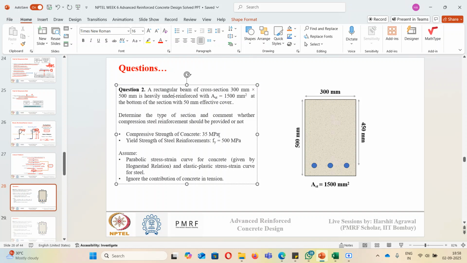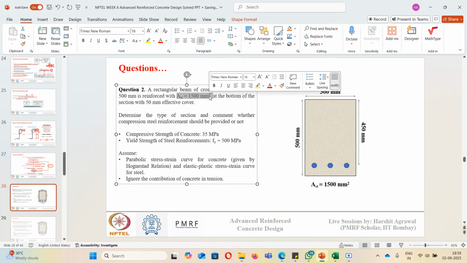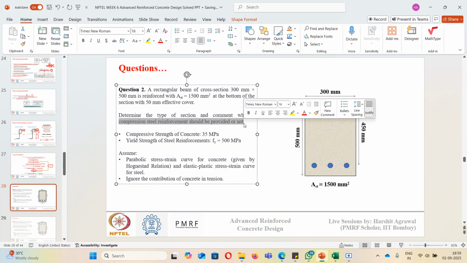It is reinforced. I should not write heavily under reinforced here. It is reinforced with an Ast of 500 mm square at the bottom, with an effective cover of 50 mm. Now we need to determine the type of section, what the type of section is if my Ast is this, and comment whether compression steel reinforcement should be provided or not.